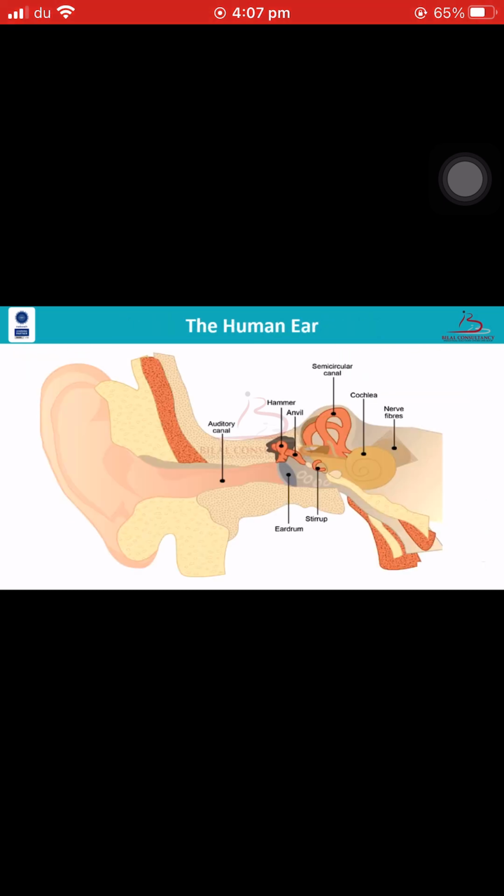Coming forward to the next slide, this is basically the anatomy of the human ear. In this diagram, the different parts of the human ear are shown. You don't have to memorize this, you can just have an overview of the different parts, for example, auditory canal, eardrum. This will not come in the examination, so you can just overview it and see the different parts of the ear, but don't memorize it.